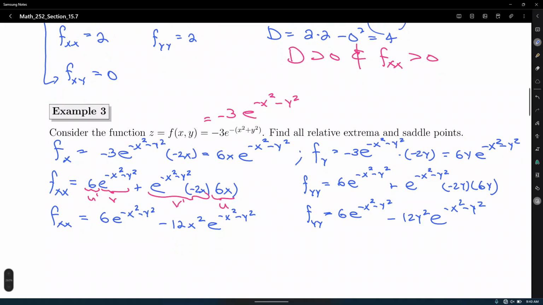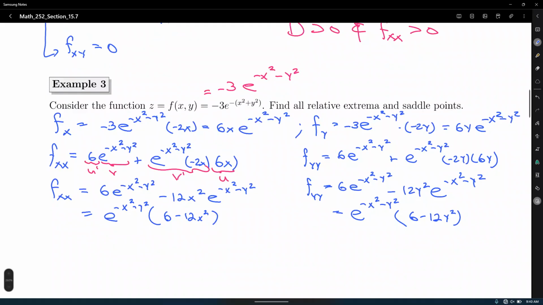Actually, you know what? I think I'm going to factor out the exponential just to make it simple. So e to the negative x squared minus y squared times 6 minus 12x squared, and e to the negative x squared minus y squared times 6 minus 12y squared. Okay? Especially because when we write the D expression, it's going to look so crazy, and well, the simpler the better. Also, that's going to save us a lot of computations. You'll see.